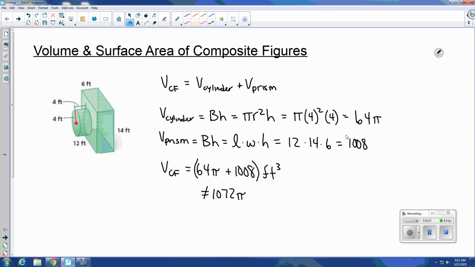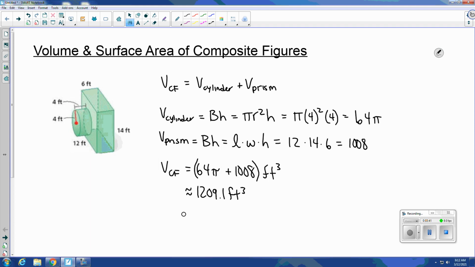Think of pi like a variable when you're using it for different operations like addition, subtraction, multiplication, and division. So these are not equivalent, so just be careful there. Your answer in terms of pi is just 64 pi plus 1008. Now, if we want to round it to the nearest tenth, we can make this computation with our calculator and we'll get 1209.1. This is an approximation, so we should note that. So 1209.1 feet cubed is our volume for this composite figure.